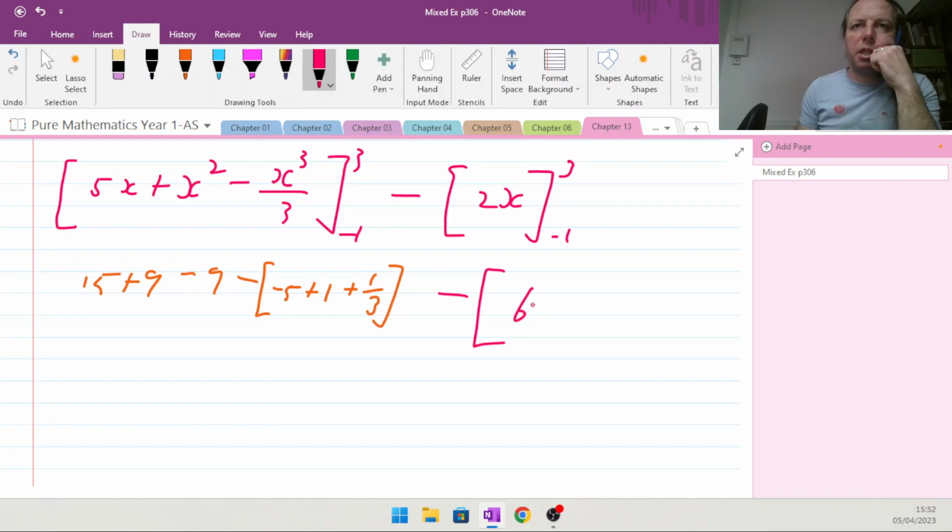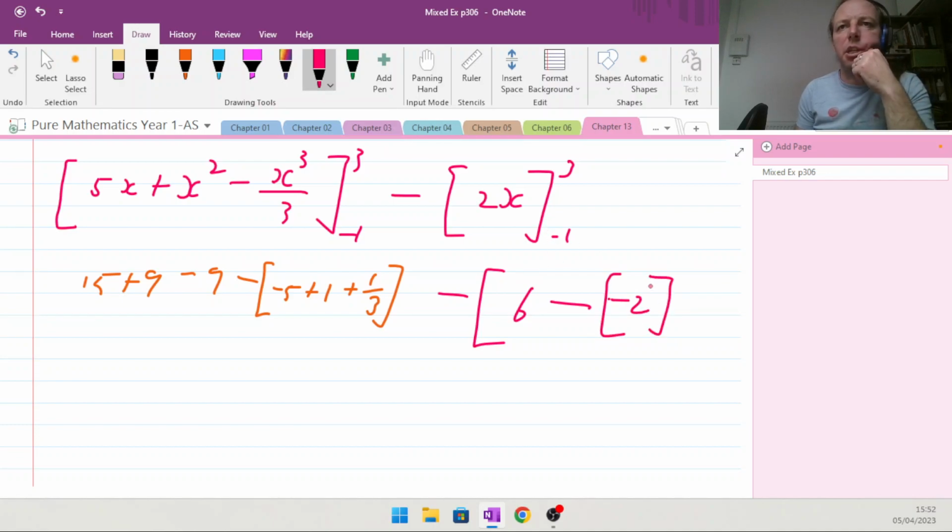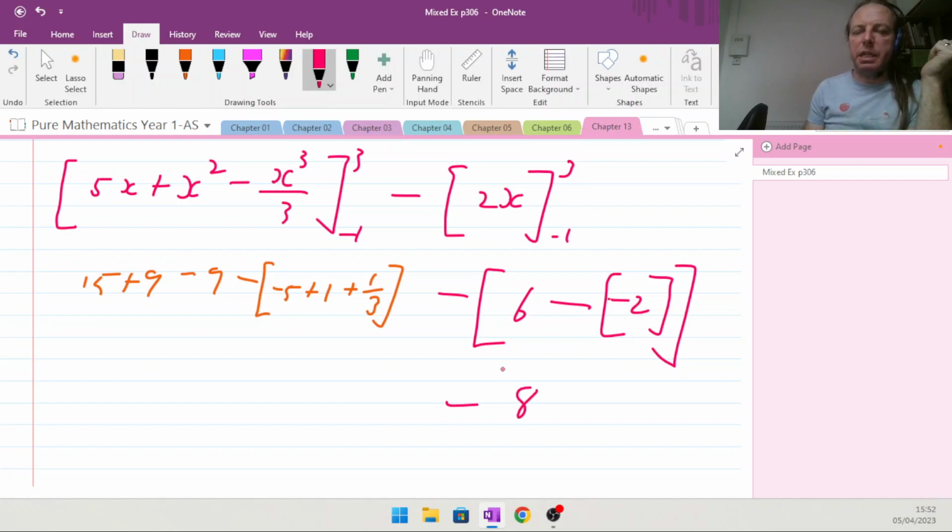2x is 6, minus 2, minus 2, which, needless to say, is going to become a plus 2, okay, and then it's all going to get minus, so we end up with that 6 being an 8, and it still comes out as a minus 8, okay.